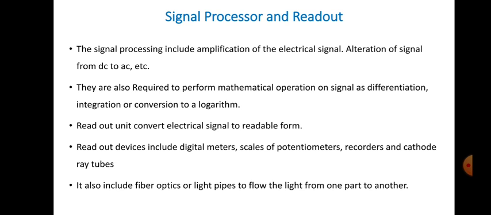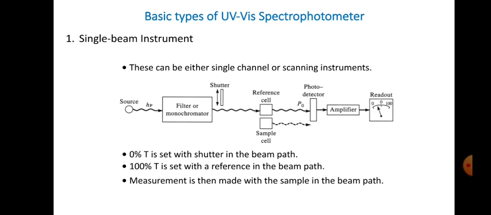So this is basically instrumentation engineering, and we need not go into the details of that, just a brief overview of the readout and signal processor system. Whatever signal has been collected from the detector will be converted into an understandable readout format which we can understand. So this is all about the instrumentation of the UV visible spectrophotometer.